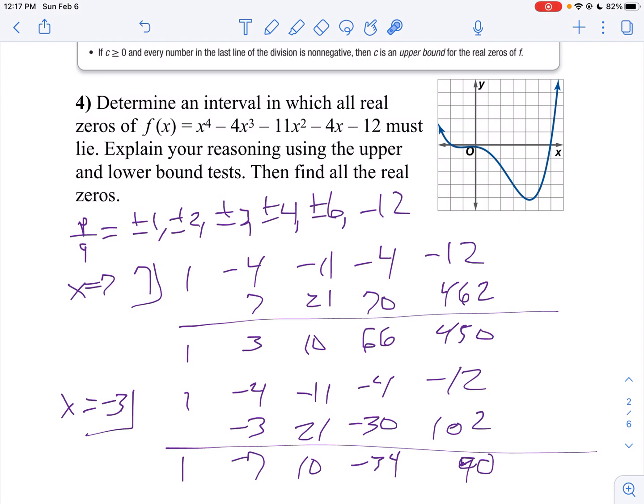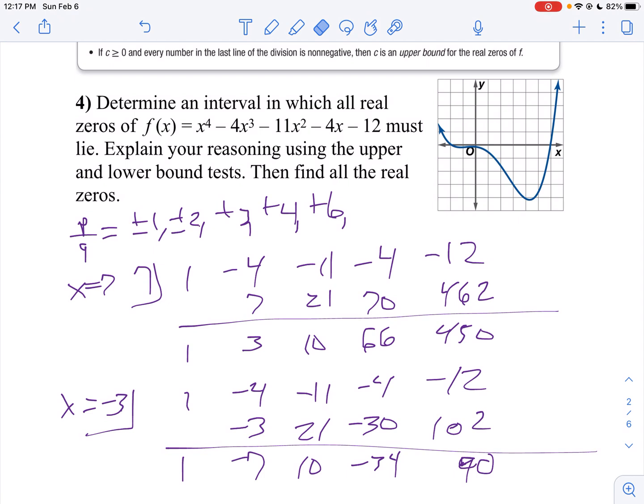So that means I don't have to check anything that's less than negative 3. That does eliminate a few of them. So I don't have to check negative 12, negative 6, or negative 4. And I just checked negative 3, so I know negative 3 is not a root, so I don't have to check that anymore. So now I've eliminated some of my negatives.